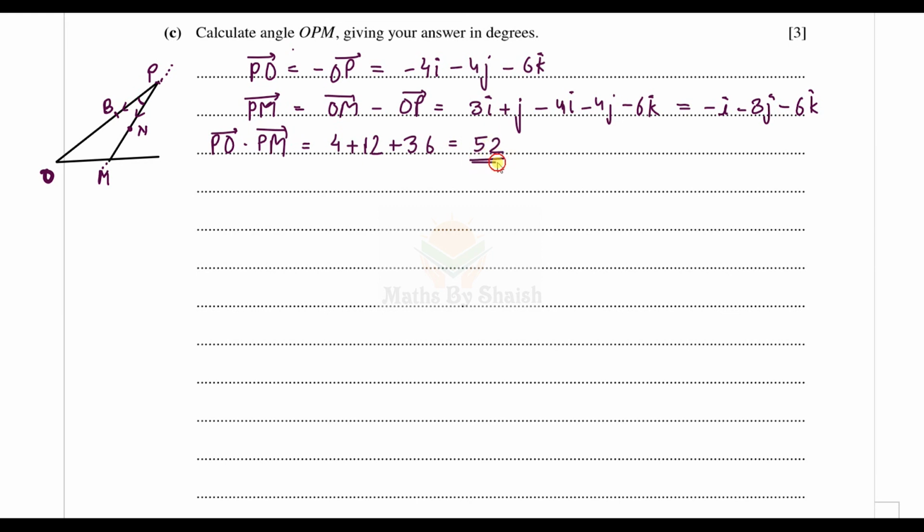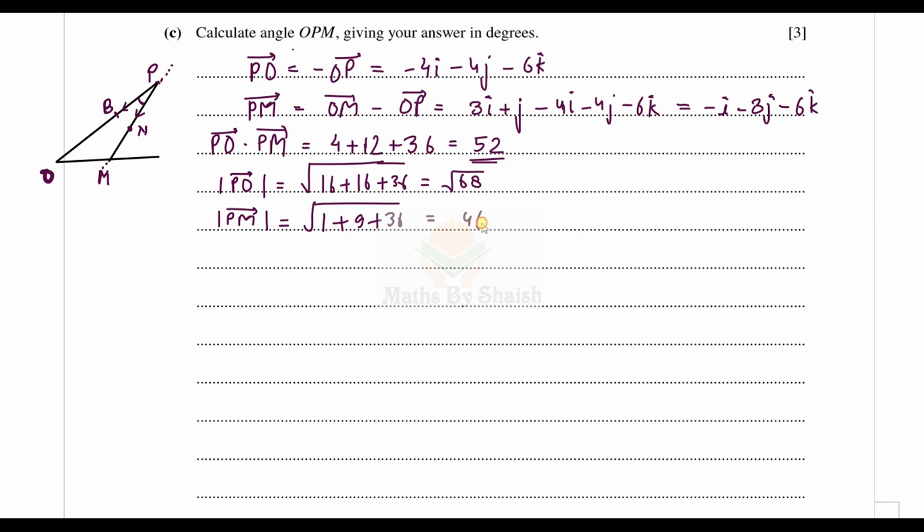And the magnitude of PO vector is going to be square root of 4 square plus 4 square plus 6 square, that is 16 plus 16 plus 36, which is square root of 68. And the magnitude of PM vector is going to be square root of 1 plus 9 plus 6 square, that is 36, so 1 plus 9 is 10, plus 36 is 46. So it is root 46, the magnitude of PM vector.